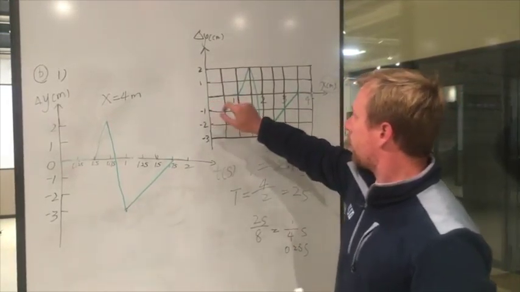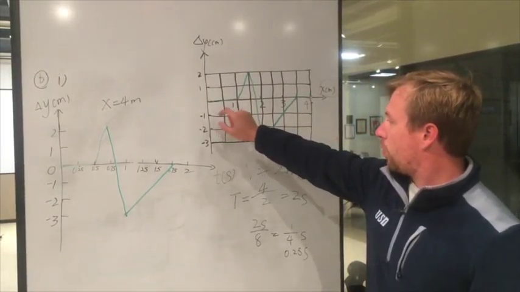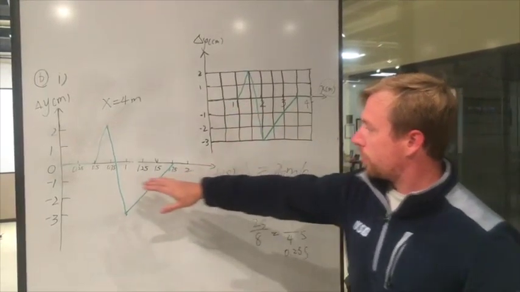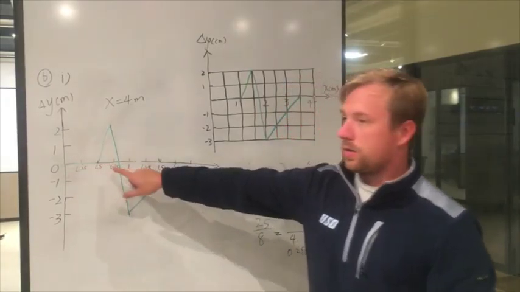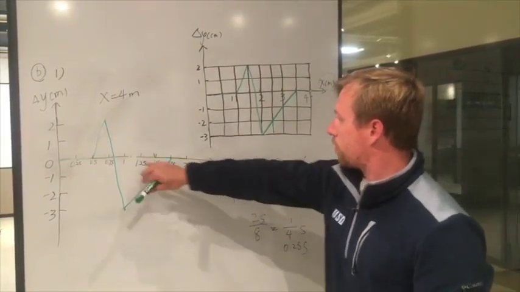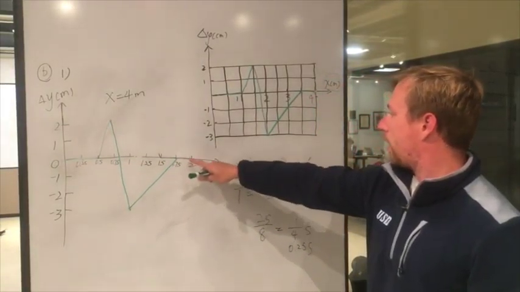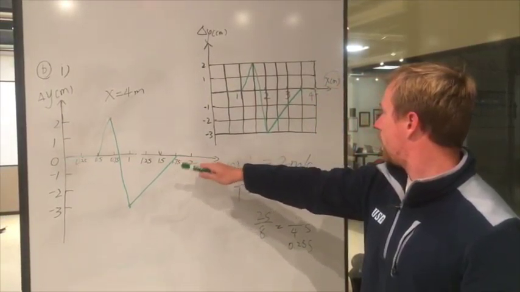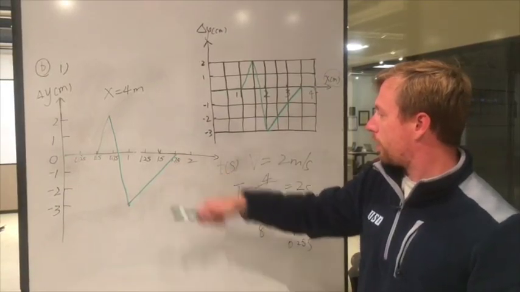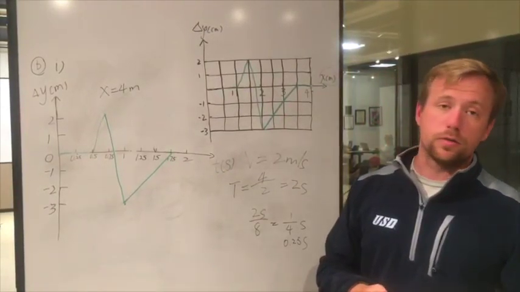So for the first meter, the wave does not move, so it's stagnant here until half a second, and then it goes up just like this, and down all the way to -3, and then back up to no displacement at 3.5 or 1.75 meters.